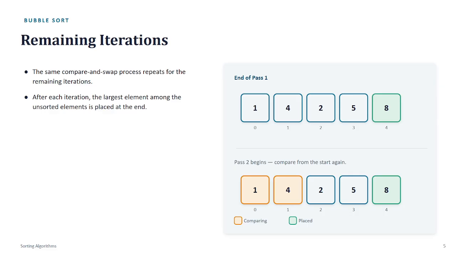And this is about the remaining passes. After the first round, we don't have to compare the last element anymore because it is already in the correct position. So during the second round, we compare only the remaining unsorted part. Again, the next largest value moves to its correct place. This process repeats until all elements are arranged.